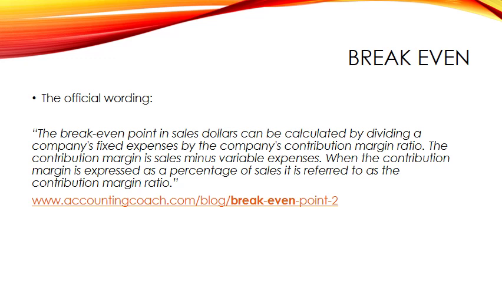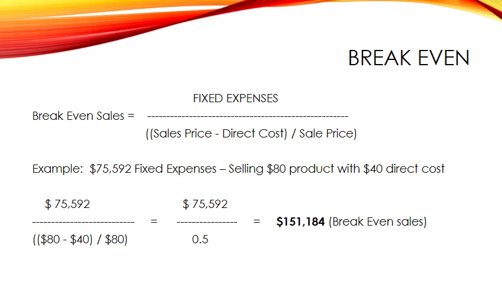So the official wording is, as you can see on the screen there, the break-even point in sales dollars can be calculated by dividing a company's fixed expenses by the company's contribution margin ratio. The contribution margin is sales minus variable expenses. When the contribution margin is expressed as a percentage, it's referred to as the contribution margin ratio. So there's a lot of words there, and it introduces some technical terms around contribution ratios. For the time being, I wouldn't worry about that. It's not something that's too important to be worrying about. In the next slide, we'll show you how to do the calculations anyway.